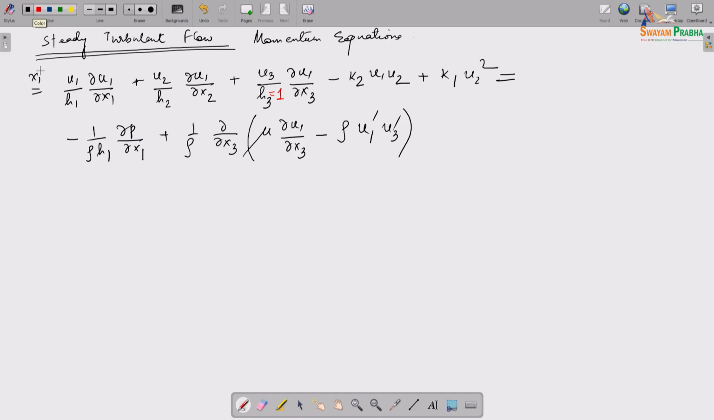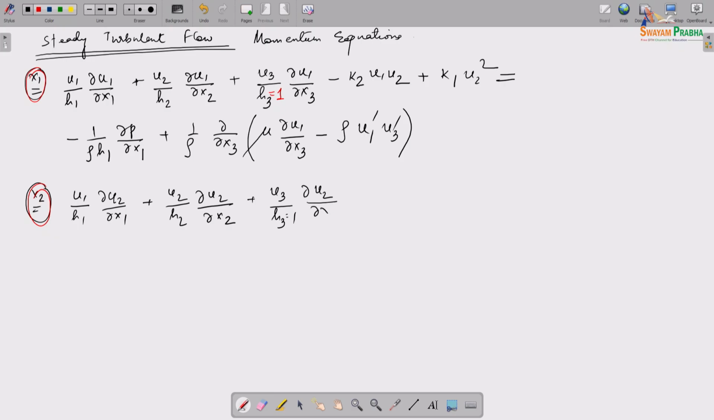This is for x1. Let's go and write that down in the x2 direction as well. So for x2, you can see here, del u2 by del x1 plus u2 by h2, u3 again by h3 equal to 1, minus k1 u1 u2, is equal to minus 1 by rho h2.